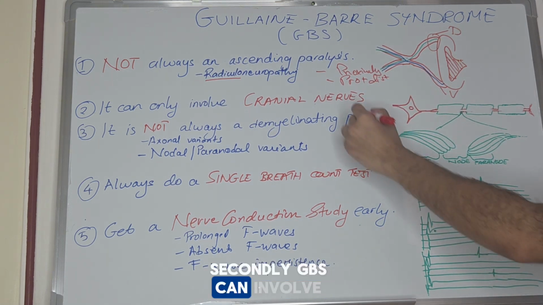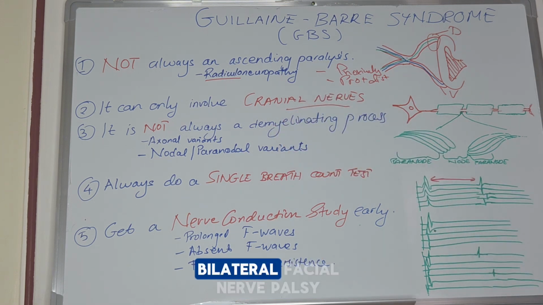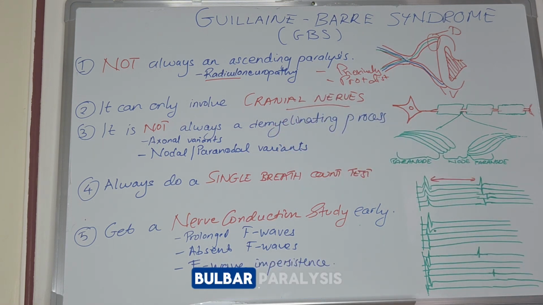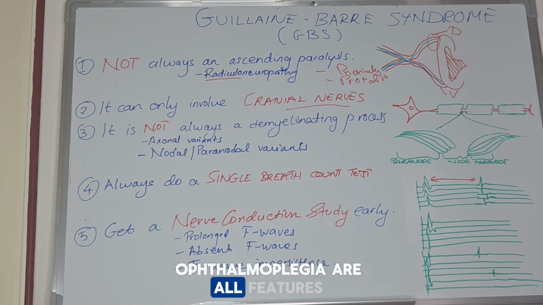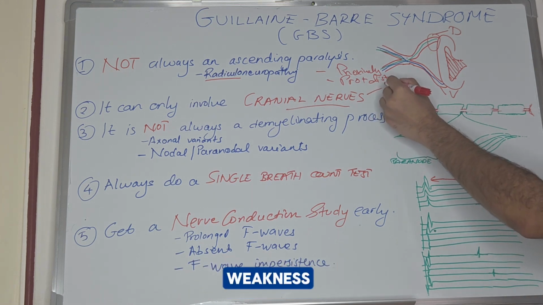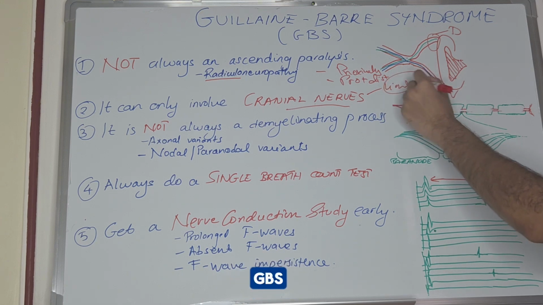Secondly, GBS can involve the cranial nerves. Bilateral facial nerve palsy, bulbar paralysis, ophthalmoplegia are all features of GBS variants. You don't need the patient to have limb weakness for you to say that it is a GBS.